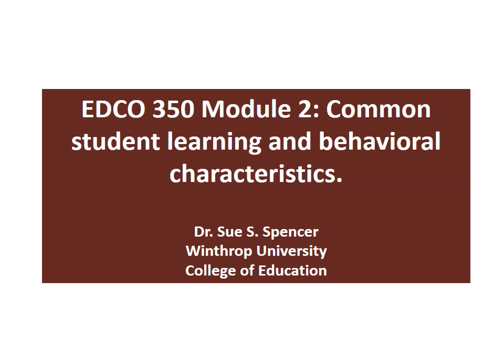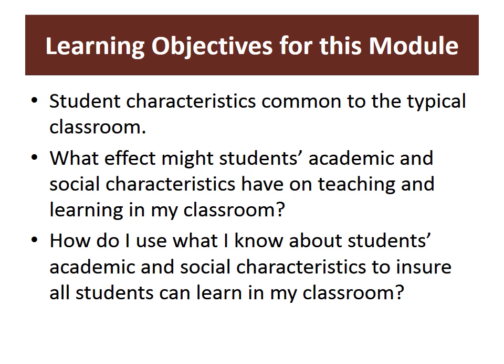Today we'll be discussing EDCO 350 Module 2, Common Student Learning and Behavioral Characteristics. Learning objectives for this module include student characteristics common to the typical classroom. What effect might students' academic and social characteristics have on teaching and learning in my classroom? How do I use what I know about students' academic and social characteristics to ensure all students can learn in my classroom?